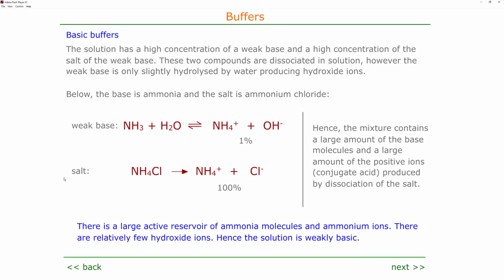Now, with the basic buffer, the system works in an identical manner except with different equilibria. This is our example for the weak base, a large reservoir of weak base, which is only partially associated in this case with water molecules to produce OH minus ions. And we've got the salt, which is 100% dissociated into ammonium ions and chloride ions. And so our solution in this case consists of a large amount of ammonia and a large amount of ammonium ions. And this acts as a basic buffer.